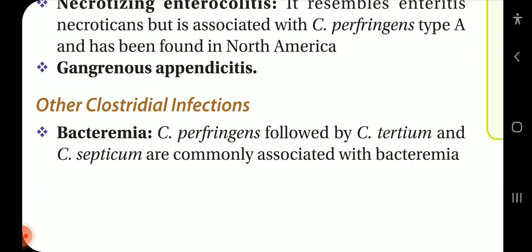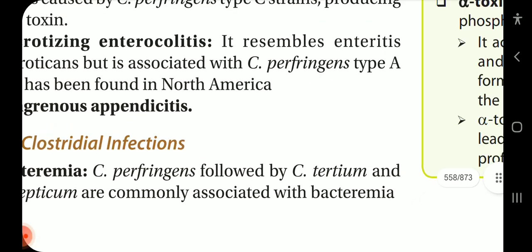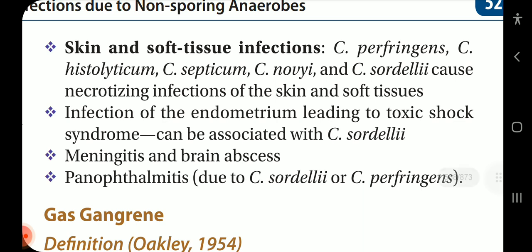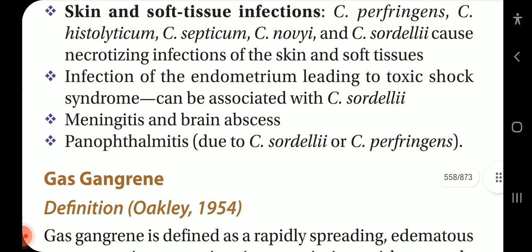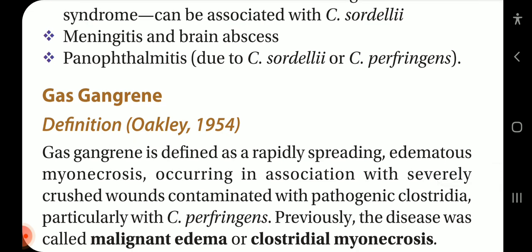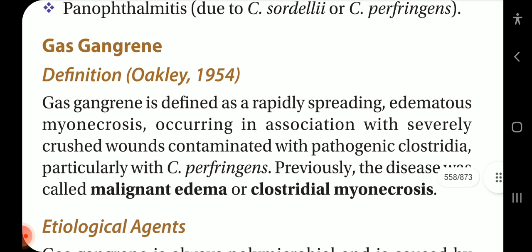Other clostridial infections. Bacteremia: Clostridium perfringens, followed by Clostridium tertium and Clostridium septicum, are commonly associated with bacteremia. Skin and soft tissue infection: Clostridium perfringens, Clostridium histolyticum, Clostridium septicum, Clostridium novyi, and Clostridium sordellii cause necrotizing infection of the skin and soft tissues. Infection of the endometrium leading to toxic shock syndrome can be associated with Clostridium sordellii. Meningitis and brain abscess, panophthalmitis due to Clostridium sordellii or Clostridium perfringens.